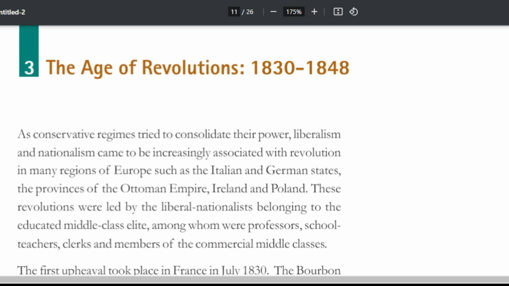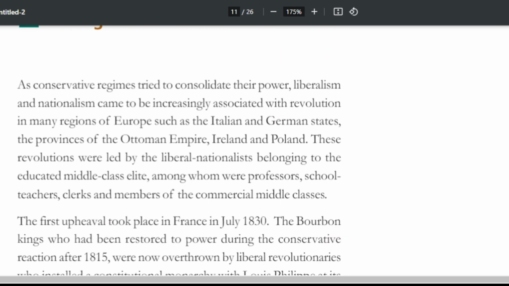Third, the age of revolutions, 1830 to 1848. As conservative regimes tried to consolidate their power, liberalism and nationalism came to be increasingly associated with revolution. In many regions of Europe, such as the Italian and German states, the provinces of the Ottoman Empire, Ireland, and Poland, these revolutions were led by the liberal nationalists belonging to the educated middle-class elite, among whom were professors, school teachers, clerks, and members of the commercial middle classes.